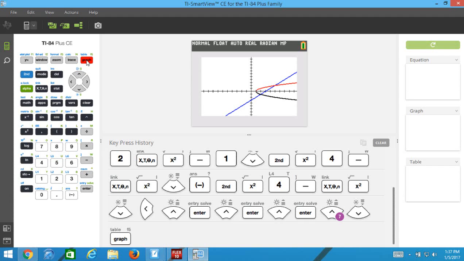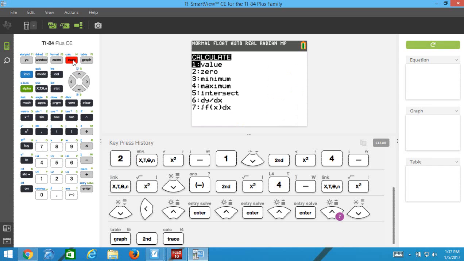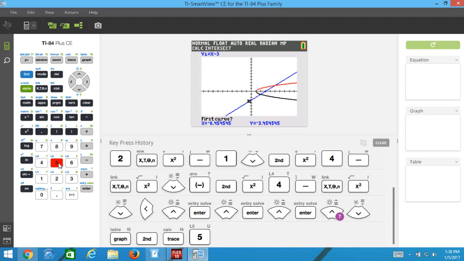Okay, so how do we find the intersection? Second trace, or second calc, go ahead and do that. Second trace, it is intersect. You can literally type 5, you don't have to hit down, down, down. Just hit 5. And it asks for first curve. Make sure it is on a curve that you can tell which one it is on. So once you are happy, I'm like, yep, that's my first one, hit enter.